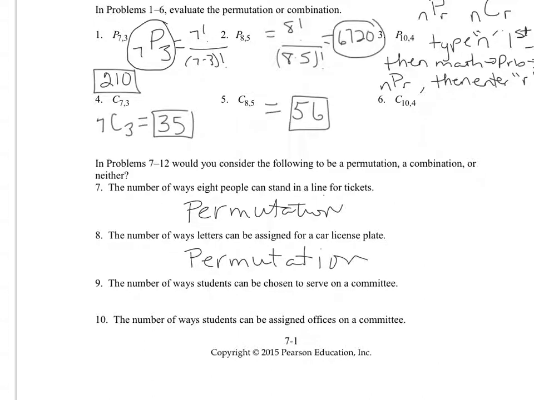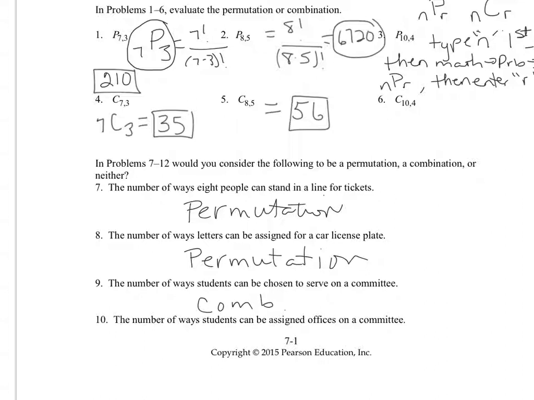Now, number 9, the number of ways students can be chosen to serve on a committee. Okay, ask yourself, if it's a committee, does order matter when I put those names down? And hopefully you've already understood from what we've talked about before, no, order doesn't matter. That makes this one a combination.